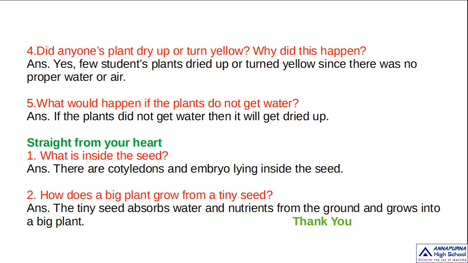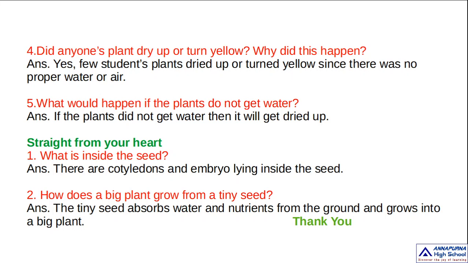Now second one, how does a big plant grow from a tiny seed? The answer is, the tiny seed absorbs water and nutrients from the ground and grows into a big plant.